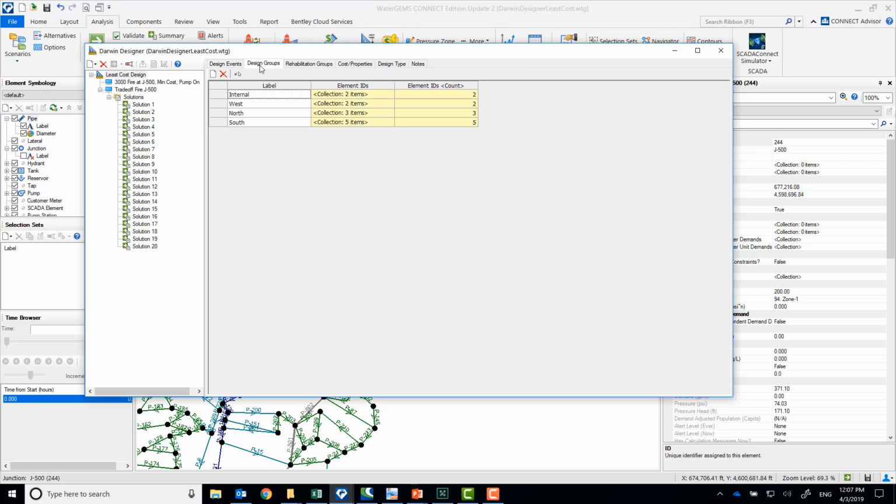And then we said that we're going to group our pipes, right? So the internal are those 500 mandatory pipes that we need to have. And the west, north, and south, south is the 800 route, north is the 700 route, and west is the 600 route, right?